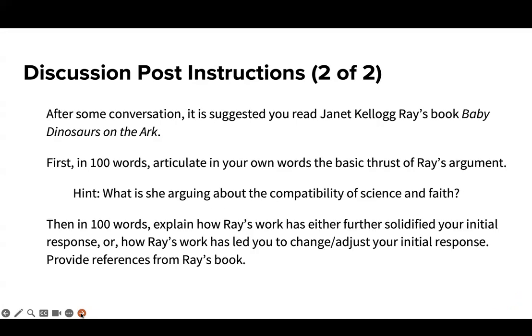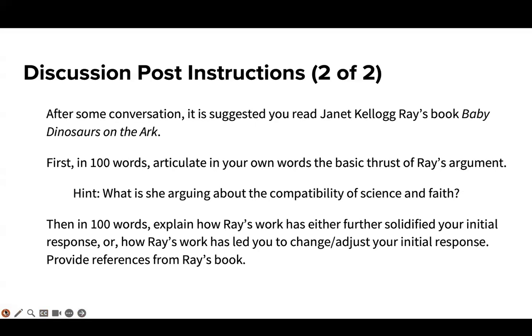The next part 2, after some conversation, it is suggested that you read Janet Kellogg Ray's book, Baby Dinosaurs on the Ark, hence the origin of all our baby dinosaur references in this presentation. So in 100 words, you need to articulate in your own words the basic thrust of Ray's argument. So Janet Kellogg Ray is a Christian science educator, and they want you to answer the question, what is she arguing about the compatibility of science and faith?